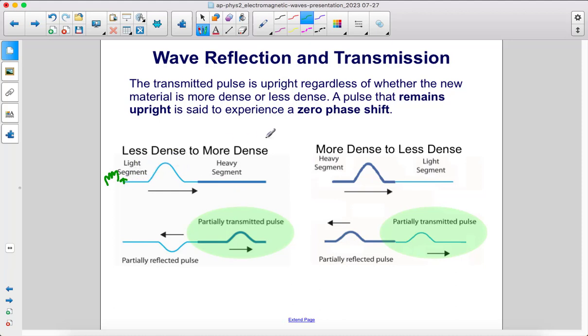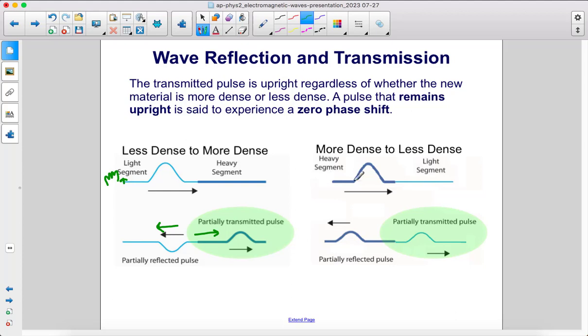A pulse that remains upright after the reflection here, or after the transmission, is said to experience a zero phase shift. So we have a light string, it bumps into the heavy segment. The light segment is going to have a partially reflected pulse on the bottom side of the string, and part of that original wave is going to be transmitted through in the same direction, and it's going to be above the string like it started out.